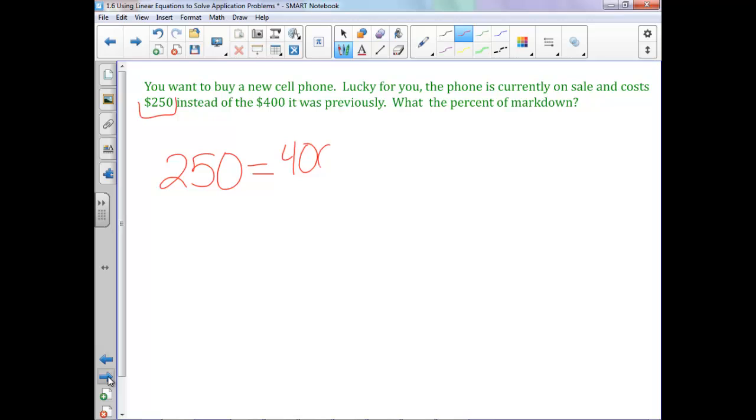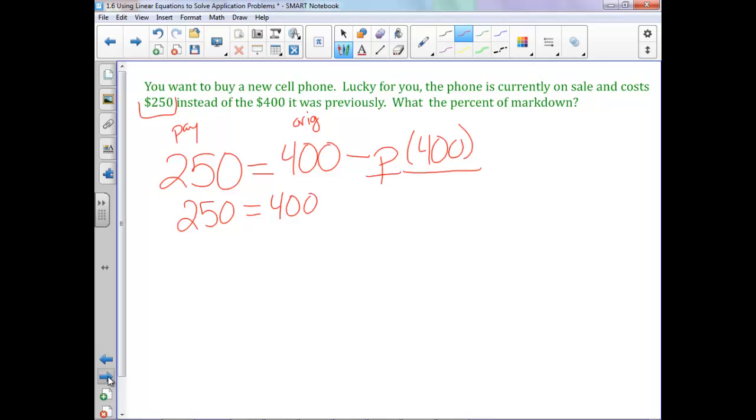So our original cost, this is what we're paying. But we took off some percent of the original. So some percent of that original. And we took it off because it's on sale. So now when we solve this, we'll distribute that negative p, or multiply that negative p, times that 400, and it's just negative 400p.